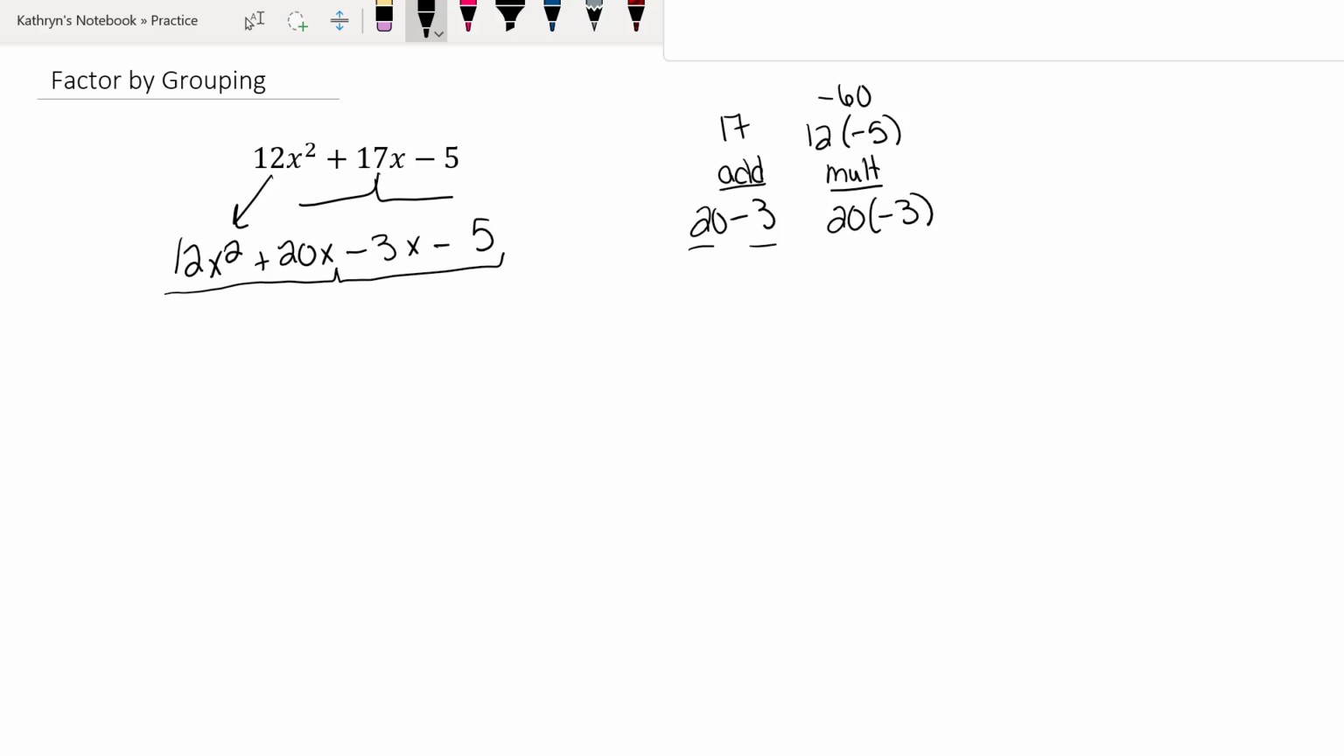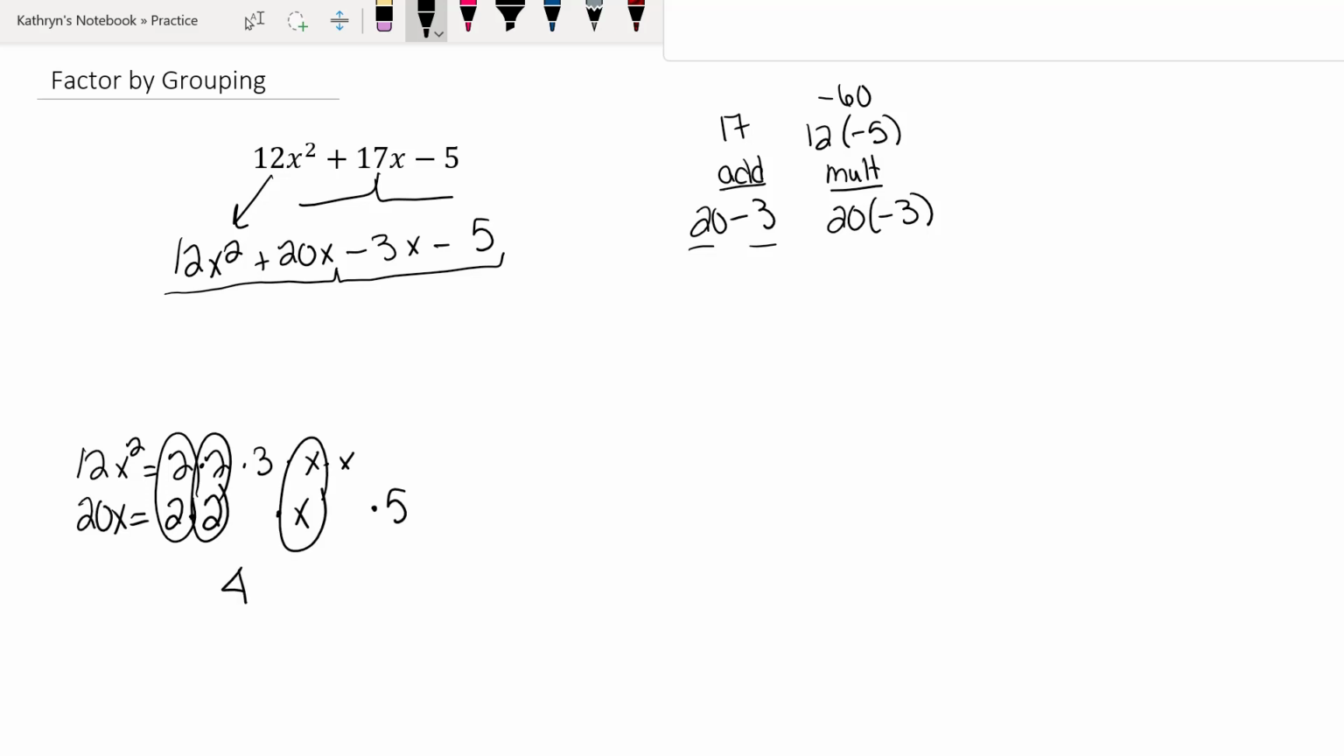So for the first two, we want to find the greatest common factor. We want to factor it out. So let's find it. 12x squared is 2 times 2 times 3 times x times x. 20x is 2 times 2, which is 4, times 5, which is 20, times x. So what is our greatest common factor going to be? It's going to be 4x. 2 times 2 times x.